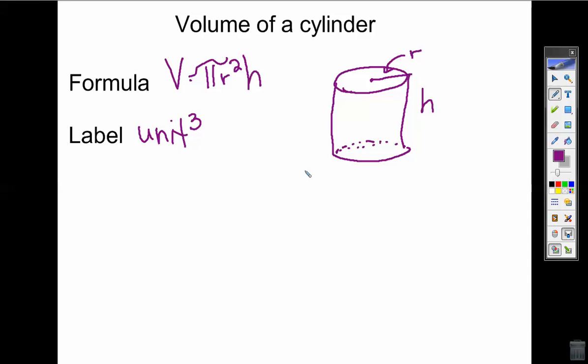Okay, so let's plug in some numbers and take a look at this. One side note to notice is that sometimes they'll give you the diameter, and so you have to divide that by 2. And sometimes they're going to ask you to use the pi button, and sometimes they're going to ask you to use 3.14, so you just have to read really carefully. Let's take a look at another problem.